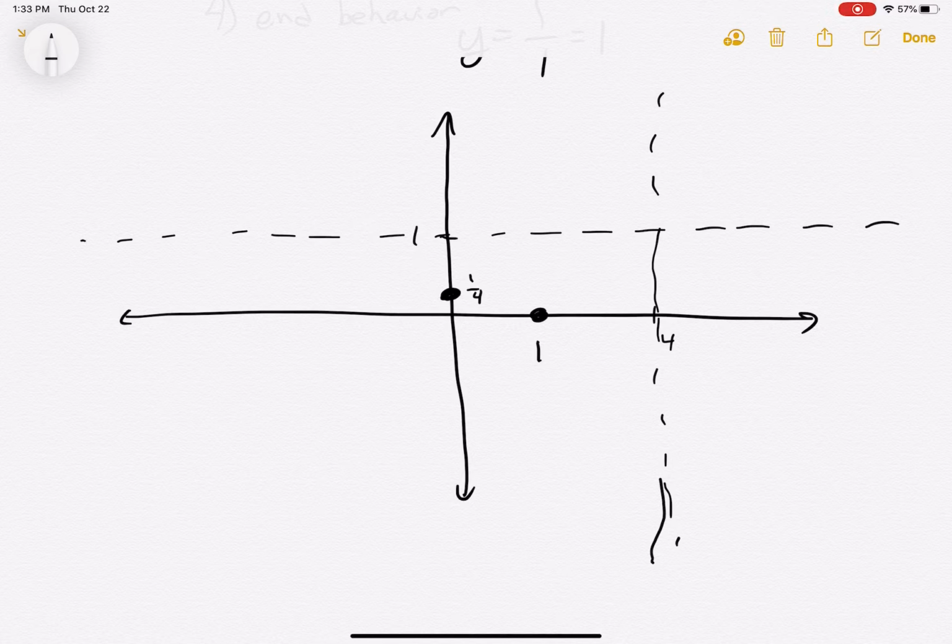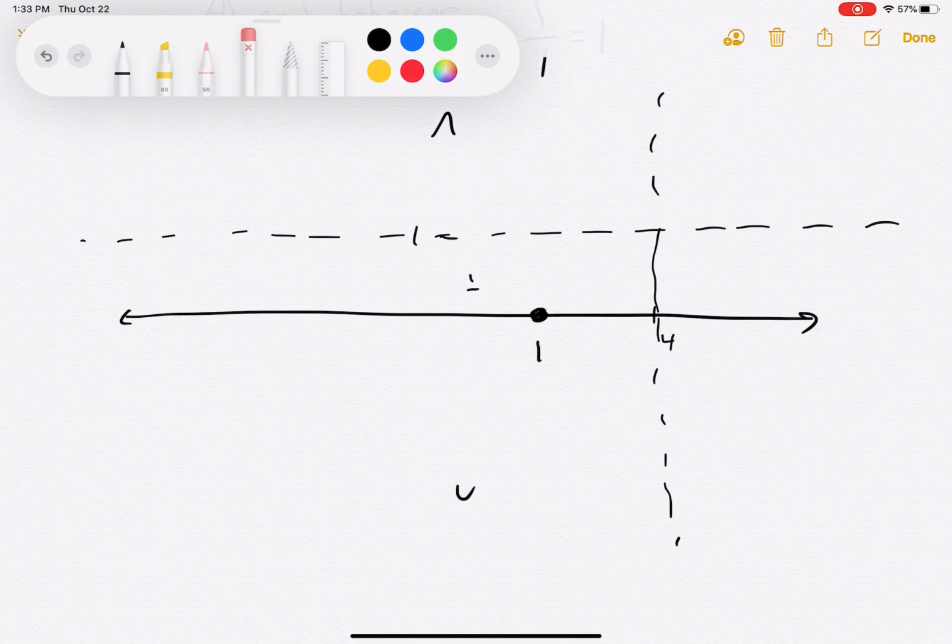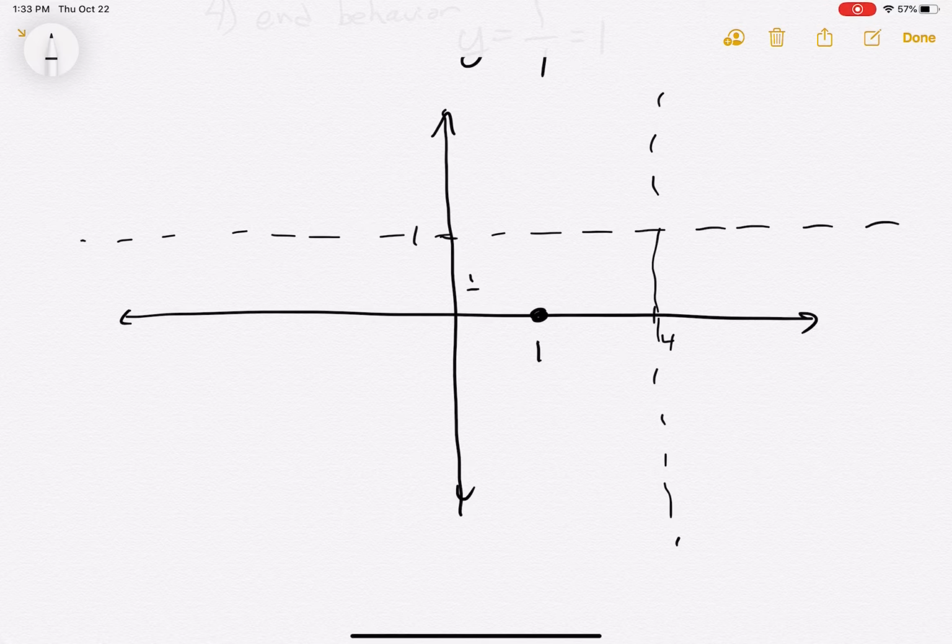So it's got to look, oh, that's terrible. Nope, I'm still erasing. Sorry about that.